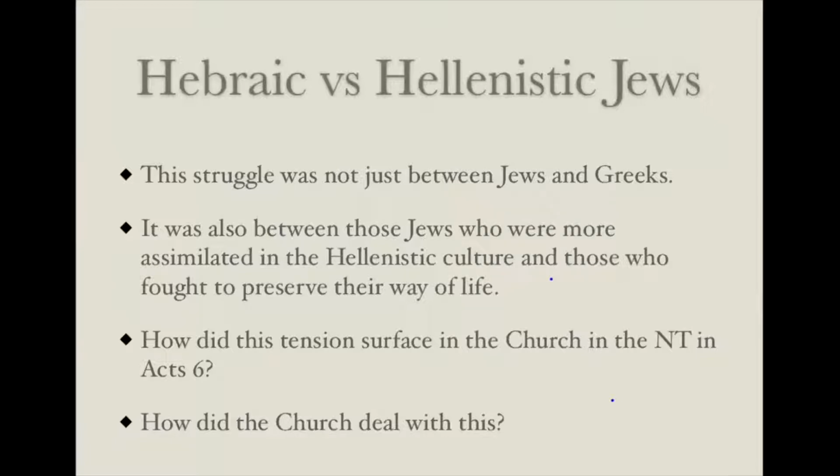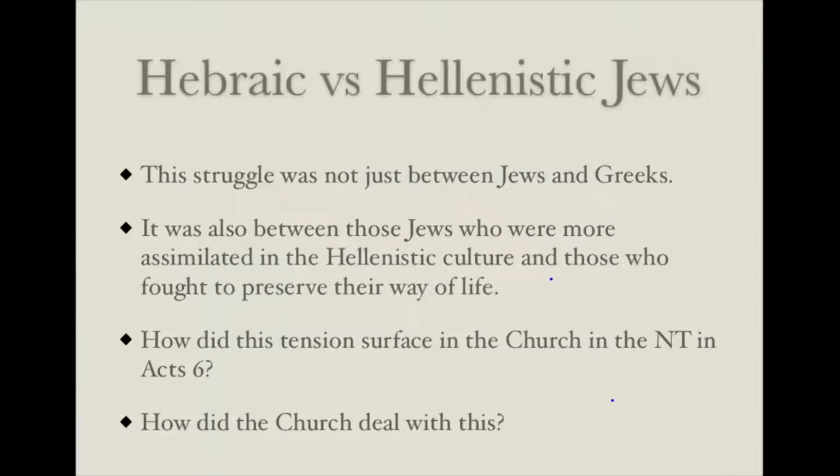If you remember that, for the sake of time I'm not going to go through it, but it dealt with the distribution of benevolence to widows. Obviously, the Hebraic Jewish widows somehow were receiving more from the benevolence than those from a Hellenistic Jewish background. How did the church deal with this? They actually appointed seven men of Hellenistic Jewish background into a leadership position.